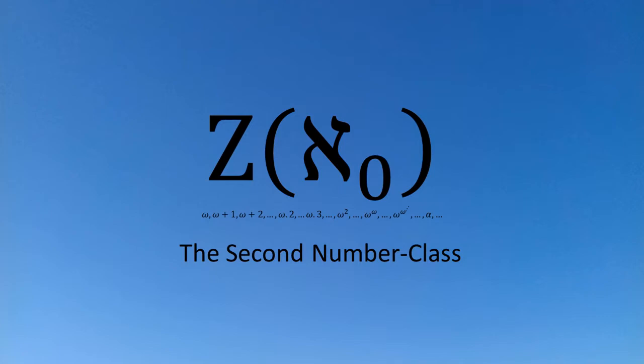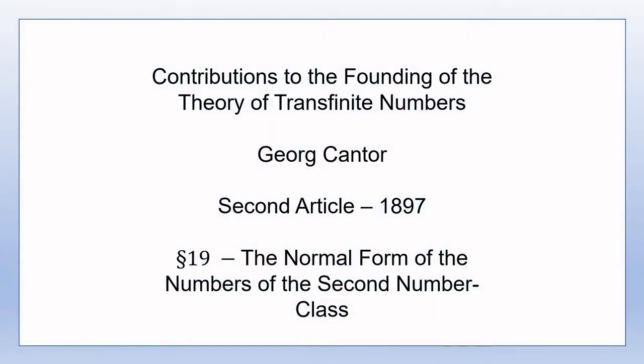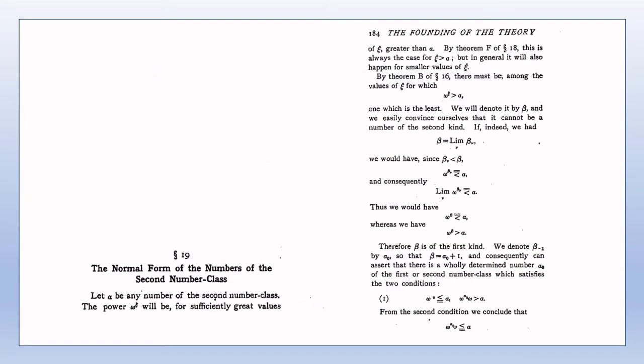This is video number 19 in a series of videos on Cantor's 1895 and 1897 articles on the theory of aggregates and transfinite numbers. Section 19 is titled The Normal Form of the Numbers of the Second Number Class. Personally, I found some parts of this section particularly confusing for the first couple of attempts at reading through it.